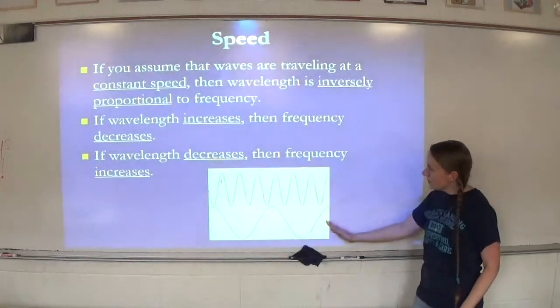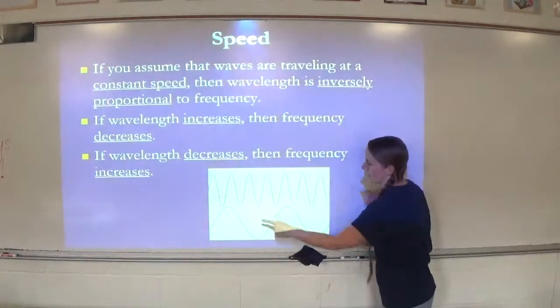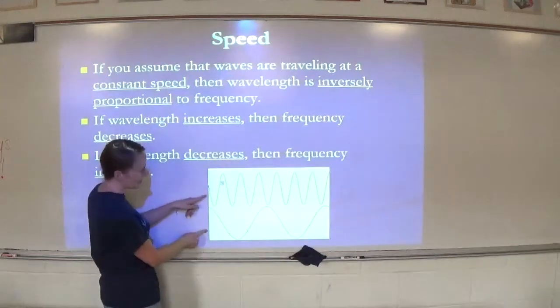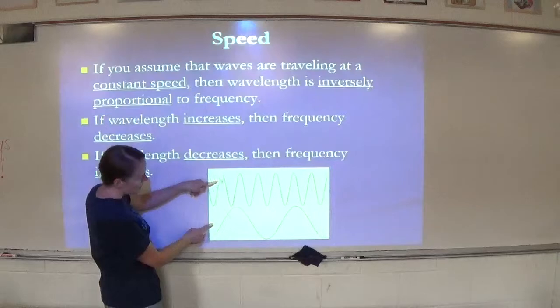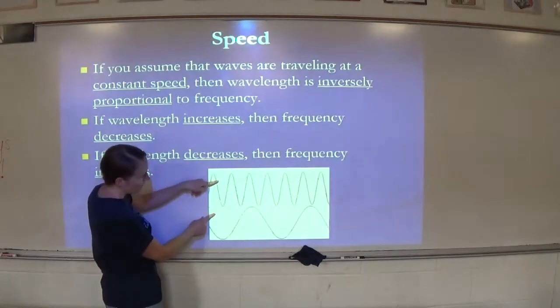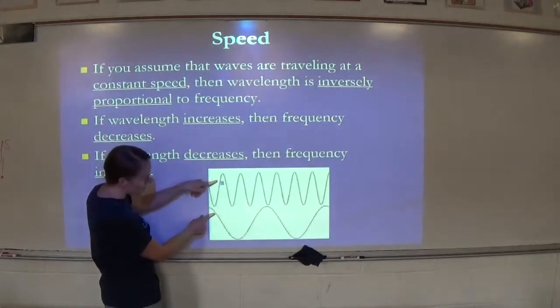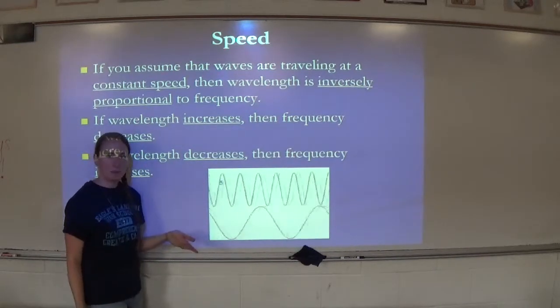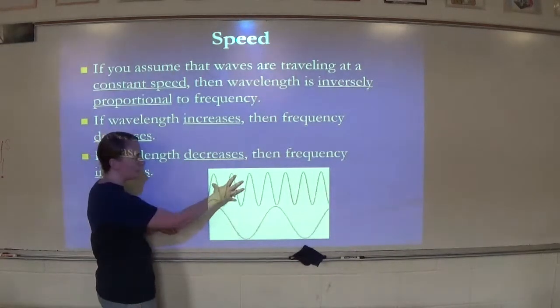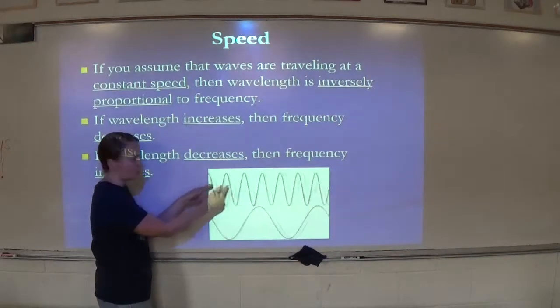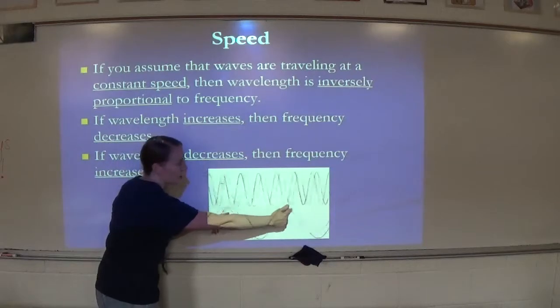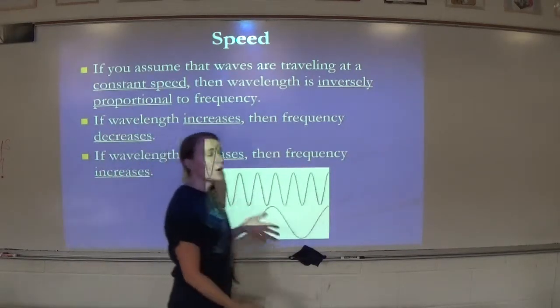So if you look, this has a short wavelength compared to this. But if you watch, it's counting how many waves pass at a certain point. 1, 2, 3, 4, 5, 6, 7, 8. So we had about 8 waves pass on the top and only 2 waves pass on the bottom. So this has a high frequency and a low wavelength because look how close the crests are together. This has a lower frequency and a larger wavelength because you can see how far apart the crests are.